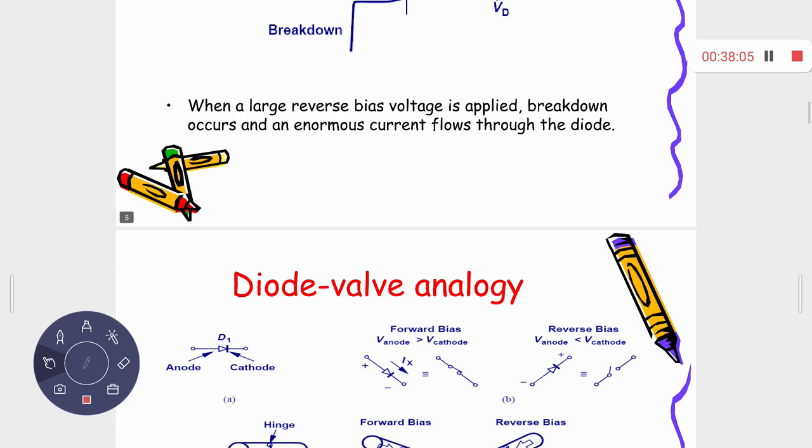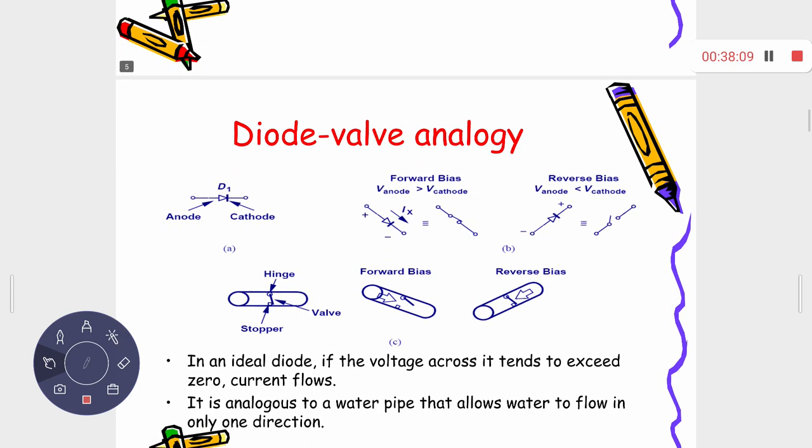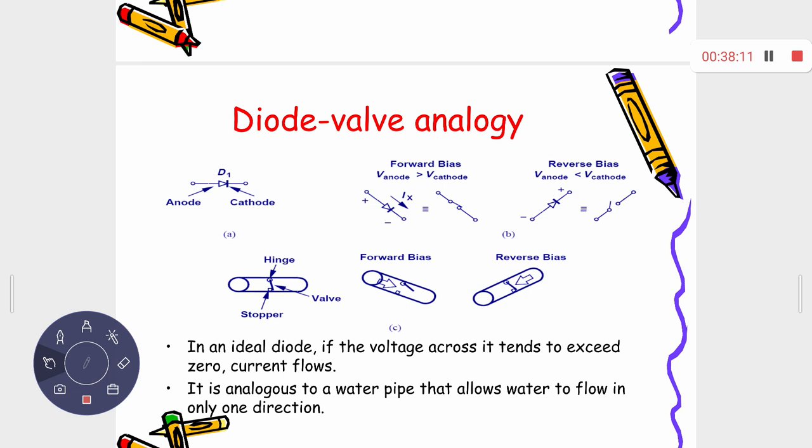Okay. Now comes the analogy. Already I have told you that the diode can be used as a switch. So switch means what? It has only two states, on and off. So when the anode voltage is greater than the cathode voltage, for the time being, let us assume that forward bias signifies the anode voltage is greater than the cathode voltage.